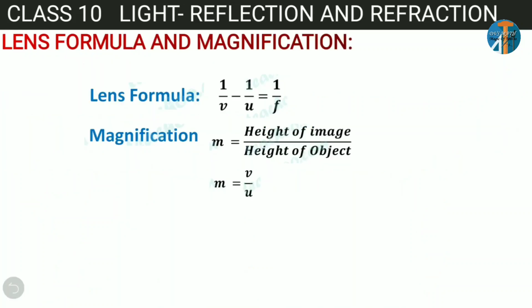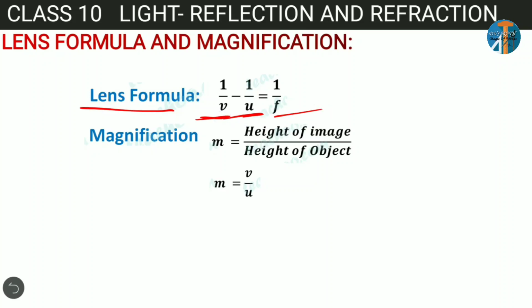Then if we move on to the next one, we have lens formula and magnification. Here also, as we have mirror formula and magnification, we have lens formula and magnification. Lens formula means, there what we wrote, 1 by v plus 1 by u is equal to 1 by f, right? But here we are calling it 1 by v minus 1 by u is equal to 1 by f. Yes, v is image distance, u is object distance, f is focal length.